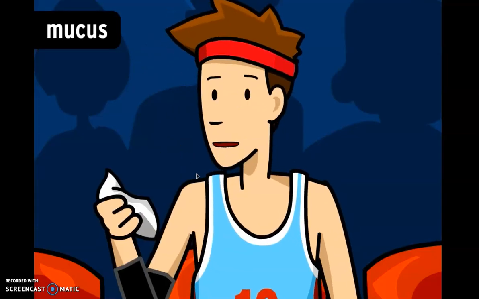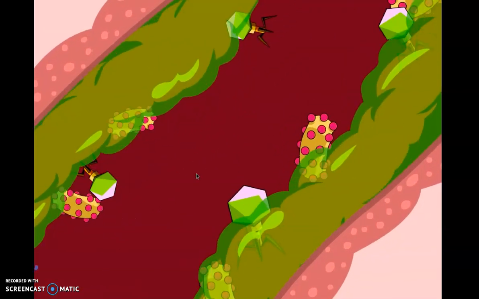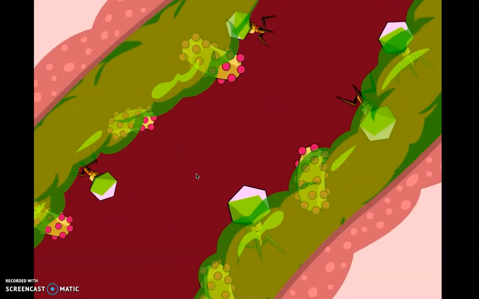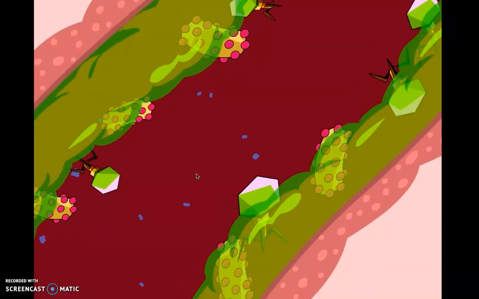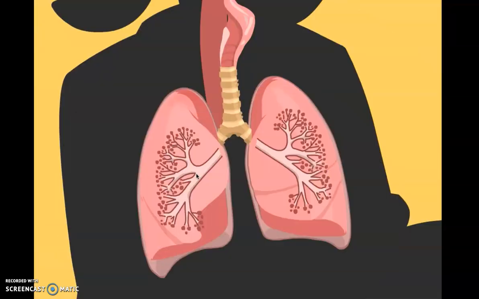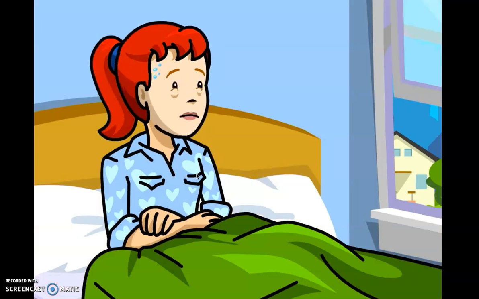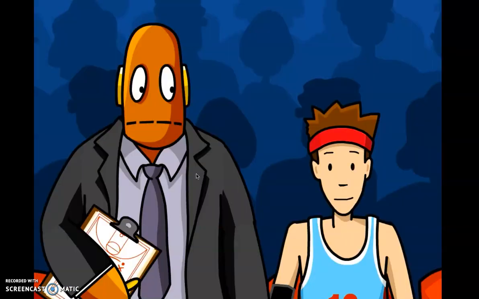Mucus is usually super slick and slippery. In people with cystic fibrosis, it's much thicker, almost like glue. The stickier mucus clogs airways and makes it difficult to breathe. It also traps a lot more germs, but it's way, way harder to expel. So lung infections from chest colds to pneumonia are more common. That's why classmates with cystic fibrosis are often out sick.